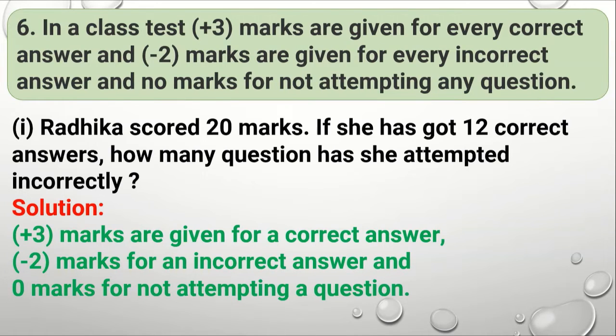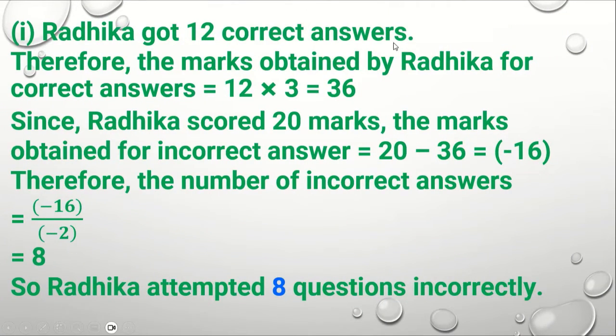Sixth question. In a class test, plus 3 marks are given for every correct answer and minus 2 marks are given for every incorrect answer and no marks for not attempting any question. Radhika scored 20 marks. If she has got 12 correct answers, how many questions has she attempted incorrectly? So plus 3 marks are given for the correct answer and minus 2 marks for incorrect answer and 0 marks for not attempting a question.